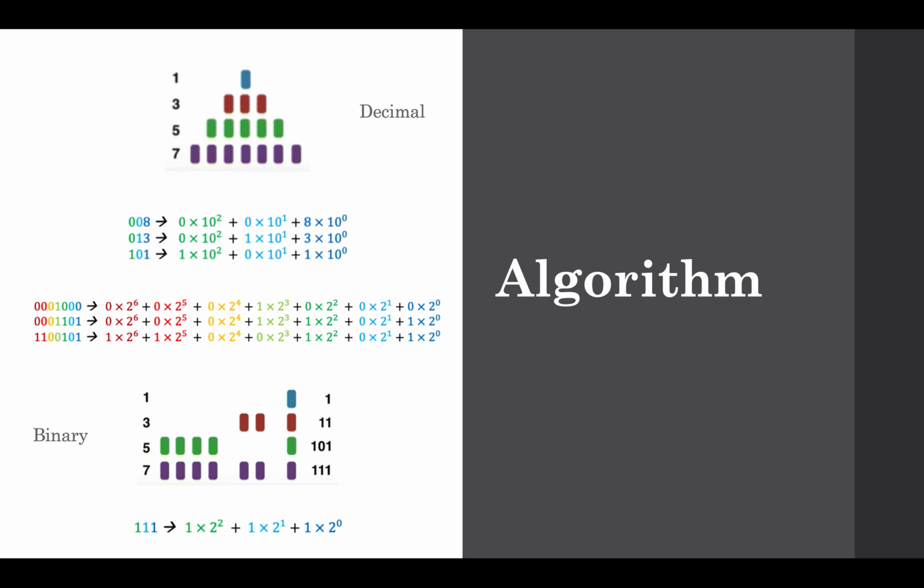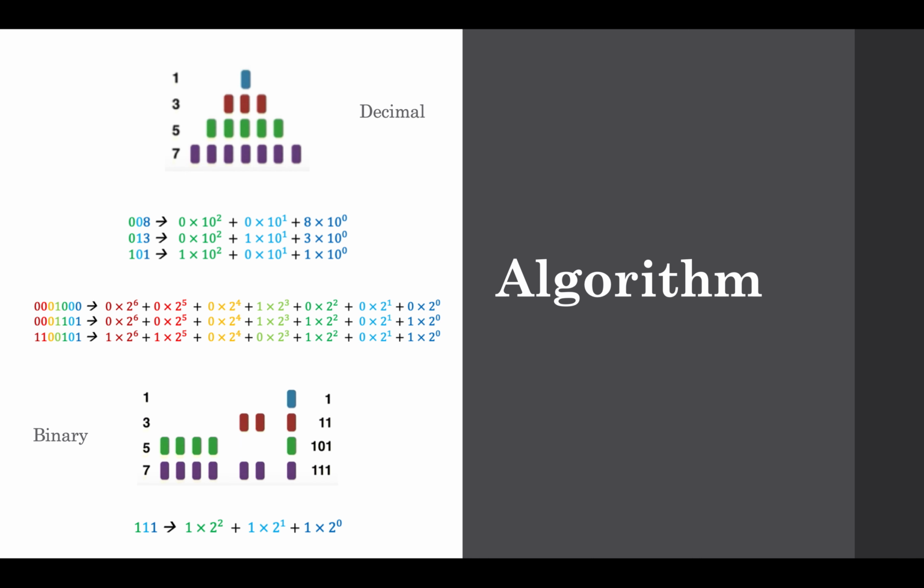Here we have 4 piles of objects. Each pile is represented by a different colour. The blue pile has 1 object, the red has 3, and so on. And these values, which are written beside each pile, are part of the decimal number system. Whereas each digit of the decimal system represents an increasing power of 10, binary represents increasing powers of 2.